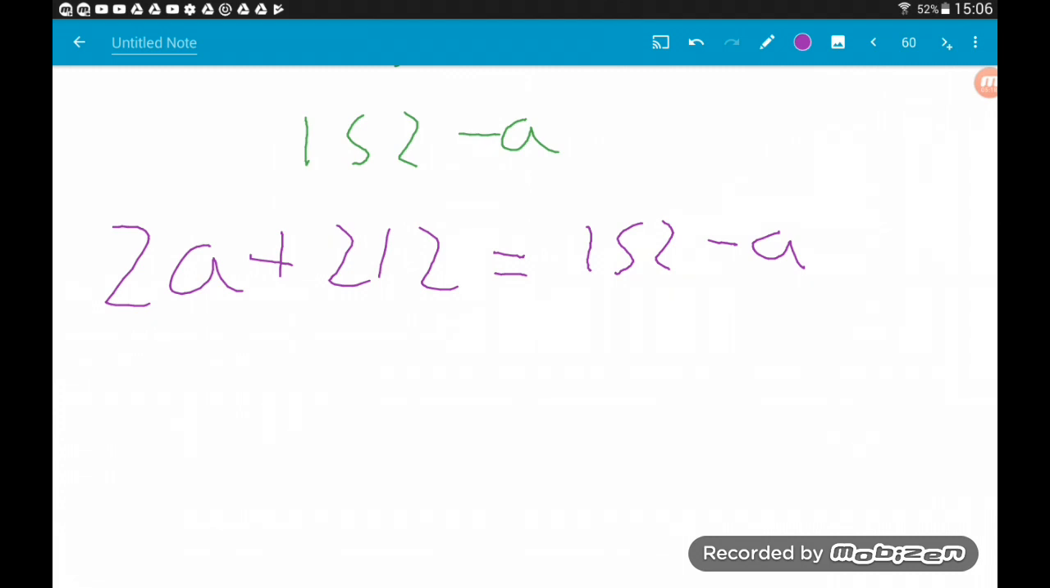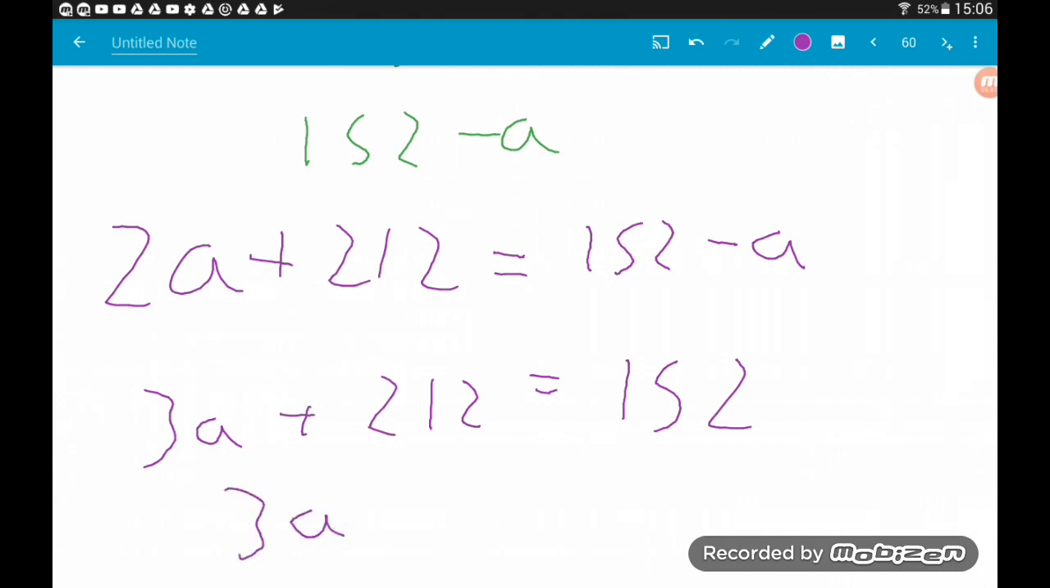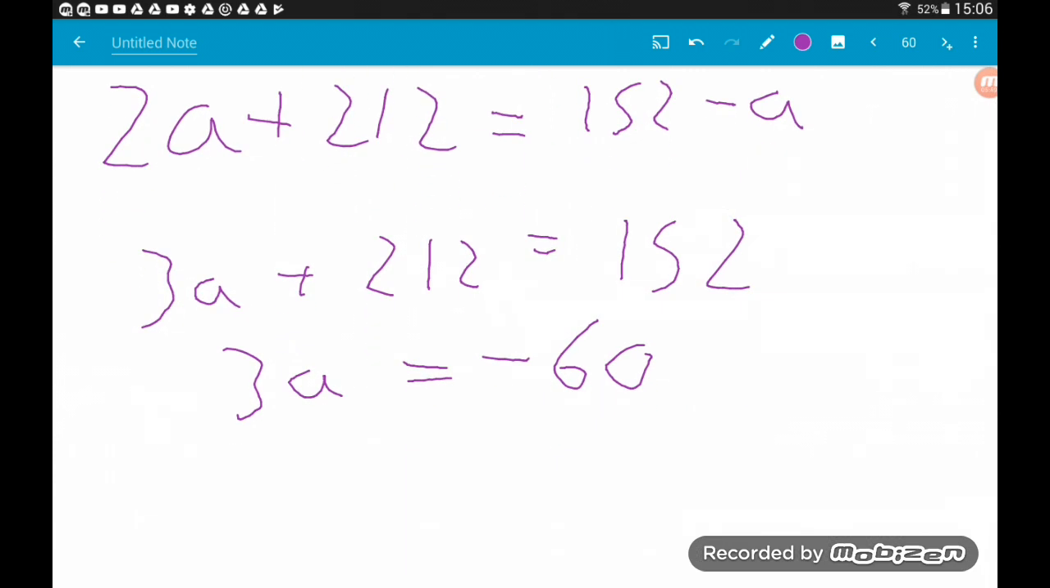So if we first of all add a to both sides, we get 3a add 212 is equal to 152. If we then take away 212, 3a is equal to minus 60. And then finally divide by 3, a equals minus 20.